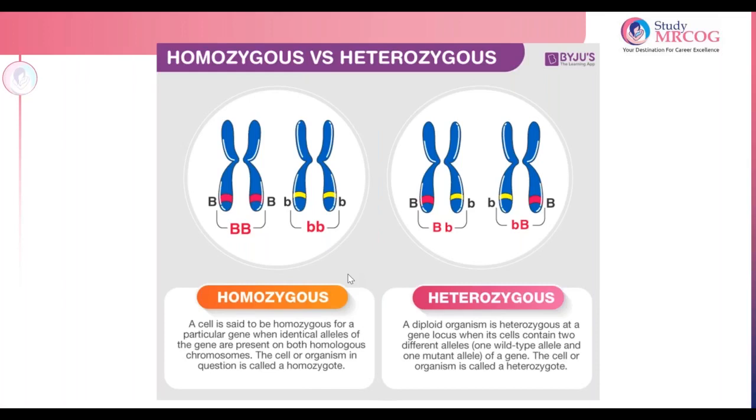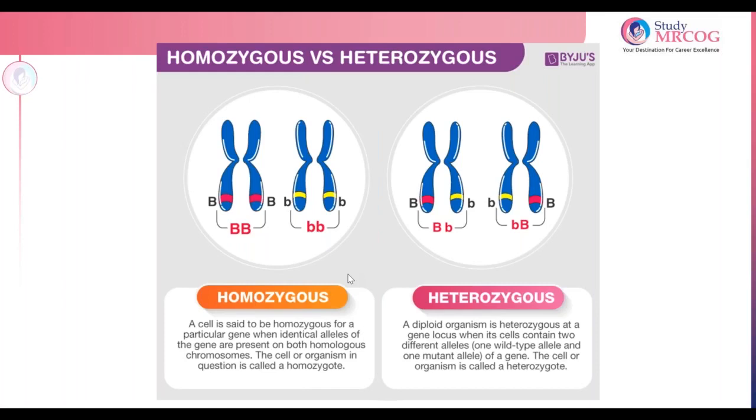So let's start with what you mean by homozygous and heterozygous. Basically, homozygous means a particular gene is present in both the sister chromatids, so that is called homozygous. Heterozygous is different alleles of genes.